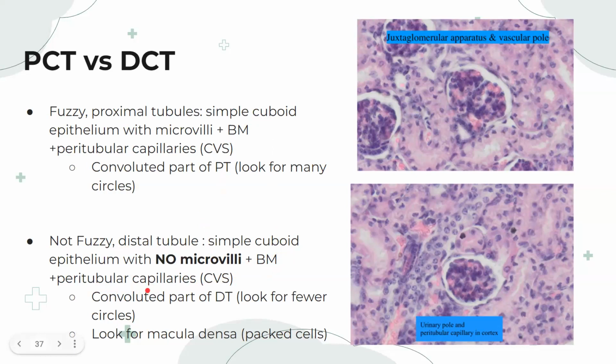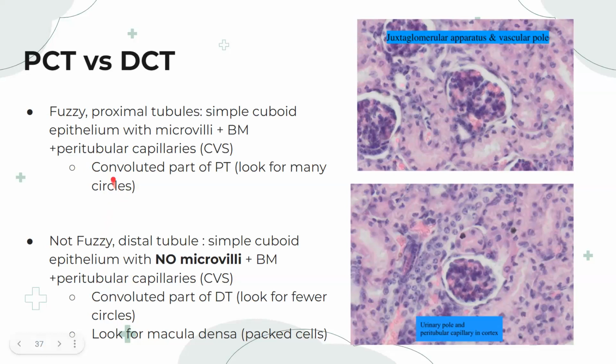Because the cells that help with filtration are cells themselves, right? They need nutrition, they need food to survive themselves. So the nutrition is going to come from peritubular capillaries. As the name suggests, tubular, this is going to provide nutrition to the tubular cells.